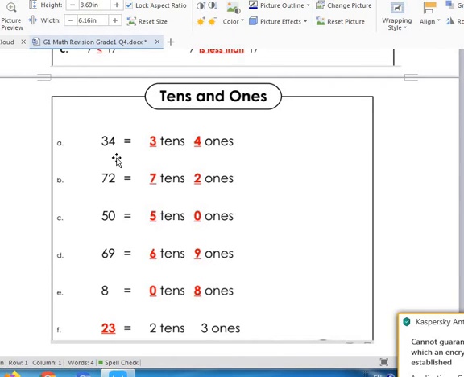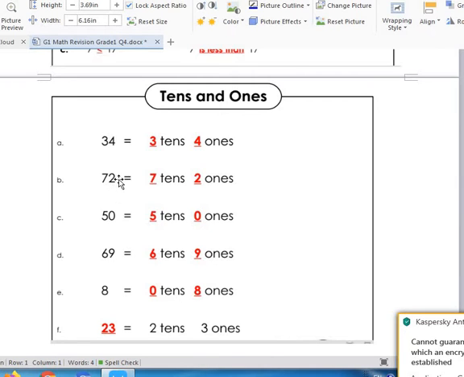Here 72. And how can I write it? 34. As I say it, 30 plus 4. And remember, who can remember Rafif? 3 tens means 30. Do you remember the song? 2 tens means 20. 5 tens means 50. Do you remember? Okay.